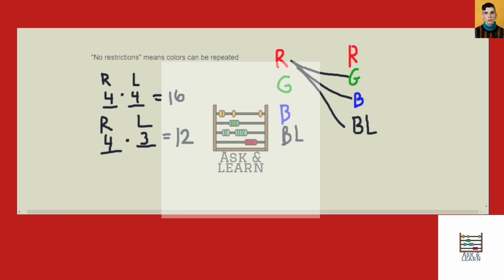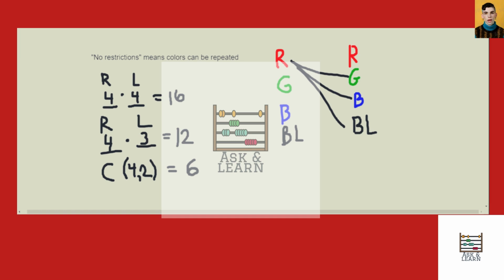Okay, now in the third version, we're going to say, again, there are restrictions. Colors cannot be repeated, but this time it doesn't matter what color shoe is on which foot. So a red shoe on one foot and a green shoe on the other is the same, no matter which shoe is on which foot.